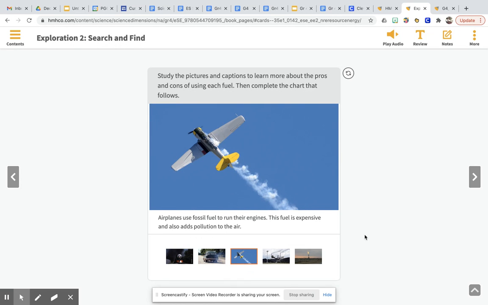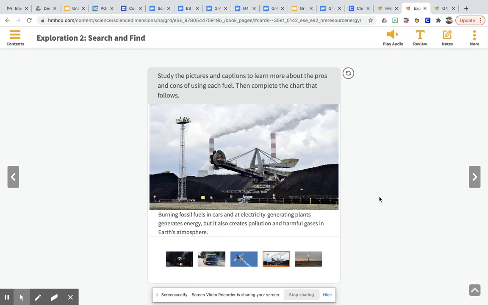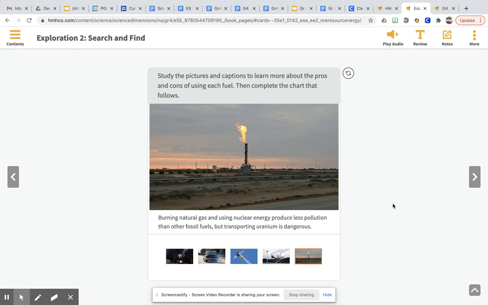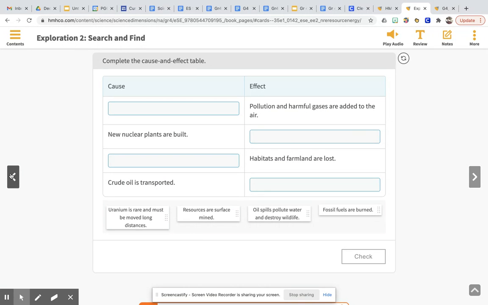It says airplanes use fossil fuels to run their engines, and this fuel is expensive and also adds to pollution of the air. This picture says burning fossil fuels in cars and at electricity generating plants generates energy, but it also creates pollution and harmful gases in the Earth's atmosphere. And so we're talking about that air pollution again. And then burning natural gas and using nuclear energy produces less pollution than other fossil fuels, but transporting uranium is dangerous. And so now let's talk cause and effect.